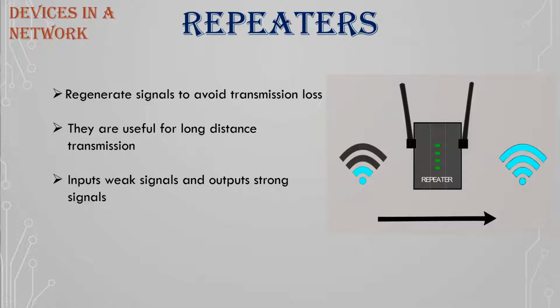Repeaters. Repeaters are devices used in a network to regenerate a signal to avoid transmission loss. For clearly understanding the concept, we can refer to this image here. Here, the signals from the source are transmitted to a destination. While transmitting over a long distance, the strength of the signal will become low, so a repeater receives the weak signal as input and outputs a strong signal to avoid the transmission loss.